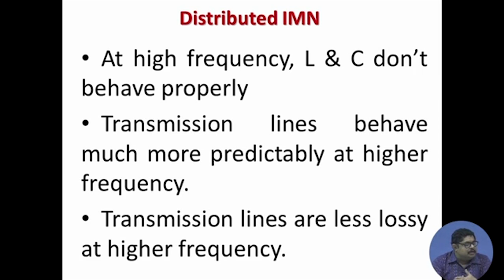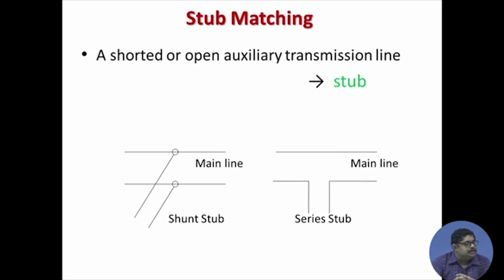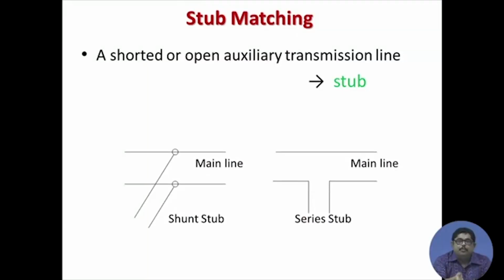Transmission lines are less lossy at higher frequency. So, they are used for this impedance matching network. Now, in the impedance matching network, if there is a power transport going on in the main line, that is called the main line, and for impedance matching we use some auxiliary transmission lines. That transmission line may be shorted or open, and that is called a stub. So, I can have an open stub or I can have a short stub.